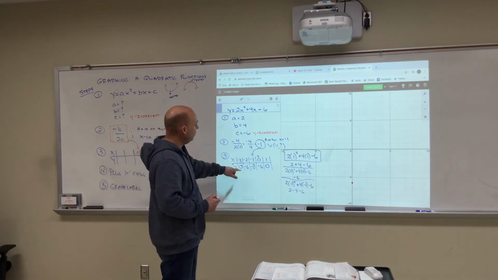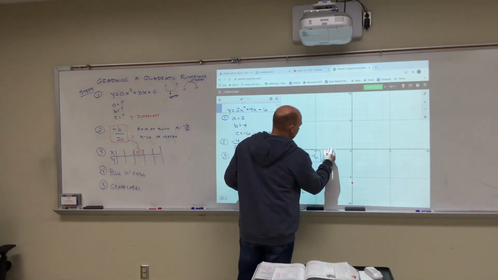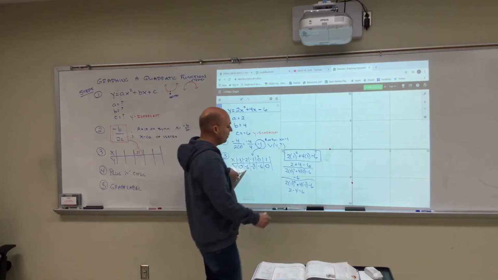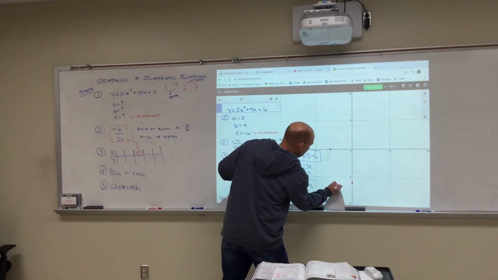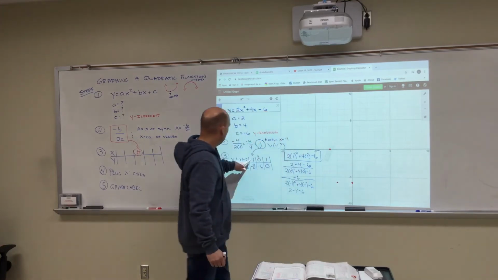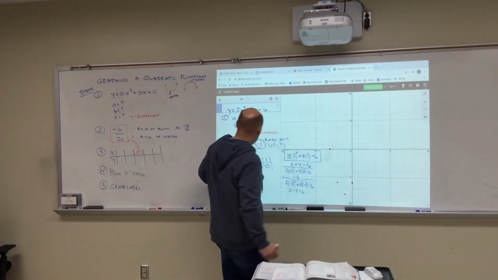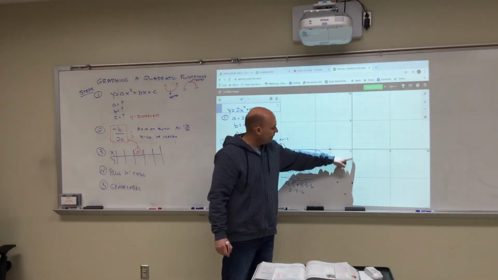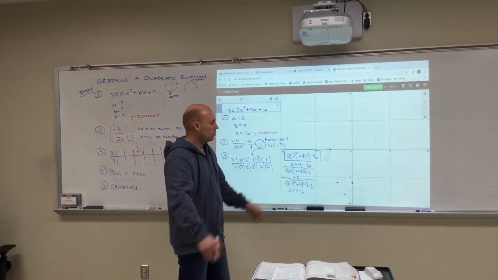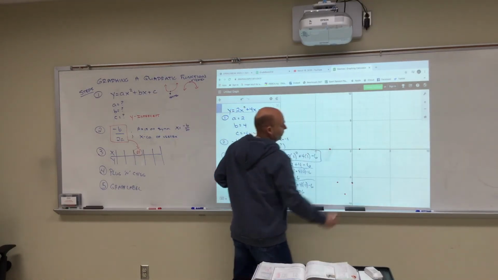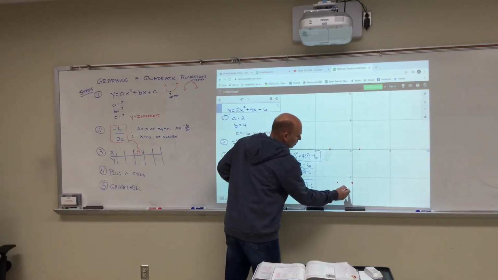So our points are at -3, 0. That's that point right there. -2, -6 would be this point right here. -1, -8. That point right there. 0, -6. Hey, we already had that as our y-intercept. Sweet, works out. 1, 0. 1, 0 is this point right here. And then we connect the dots.